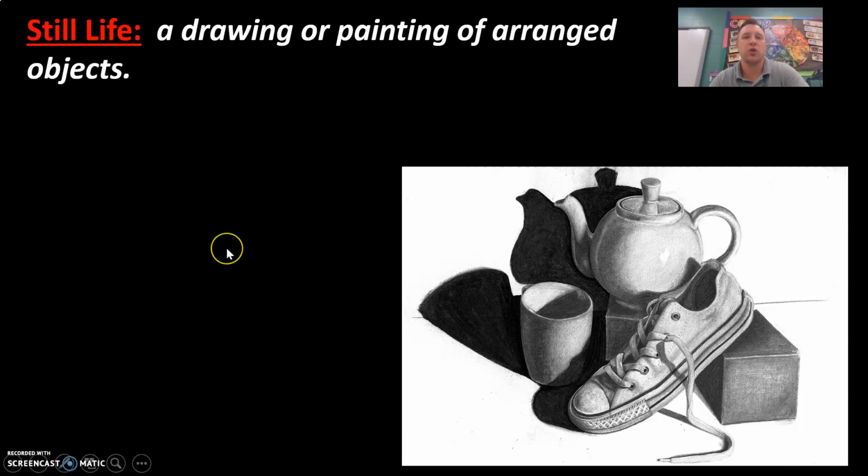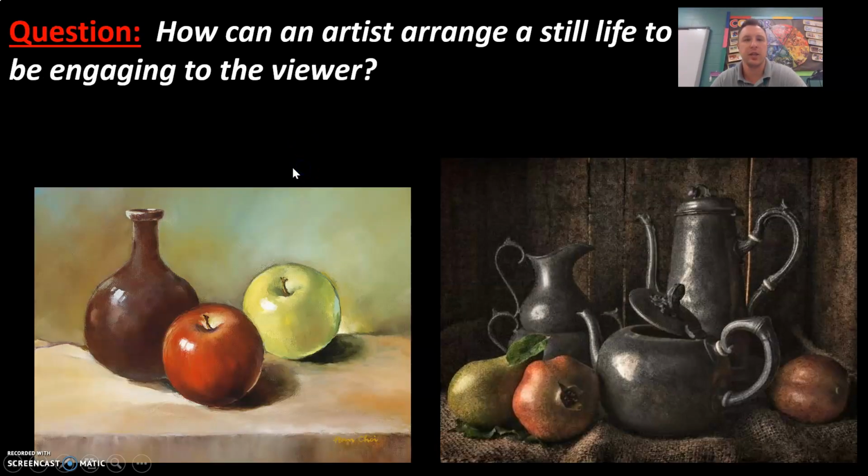All right, so still life drawing is your first vocabulary word. The definition is a drawing or painting of arranged objects. And down at the bottom right, you see the arrangement of a teapot, a shoe, and a cup. They were arranged in a set order in an intentional way for the artist to draw that would create a level of interest in the viewer and to the artists themselves as they draw it. Because what's the point of drawing anything if you're not actually interested in it?